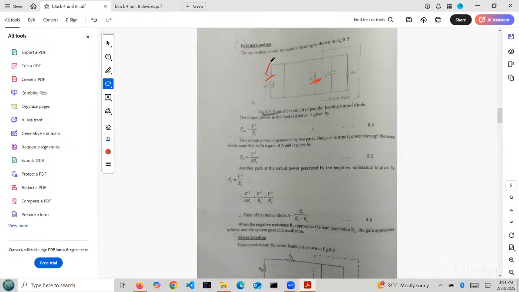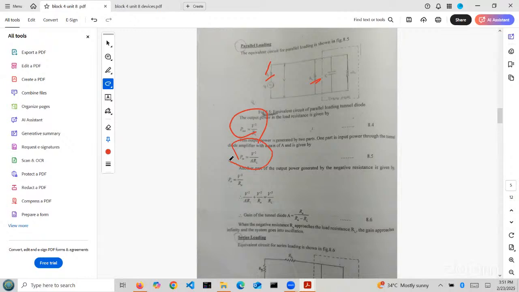Again, what are the terms we have to calculate? Power. Which powers? Output power and input power. What is the output power from this figure? The output power P equals V square times RL. For input power, we have to multiply by the gain: P in equals V square times A RL.